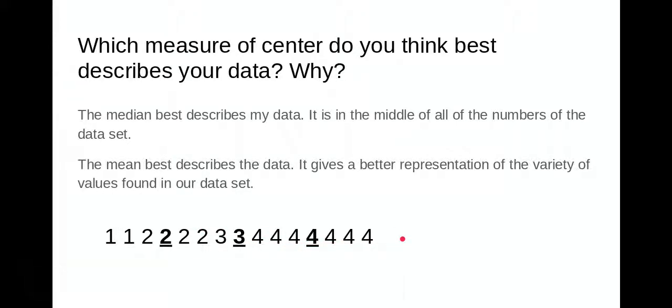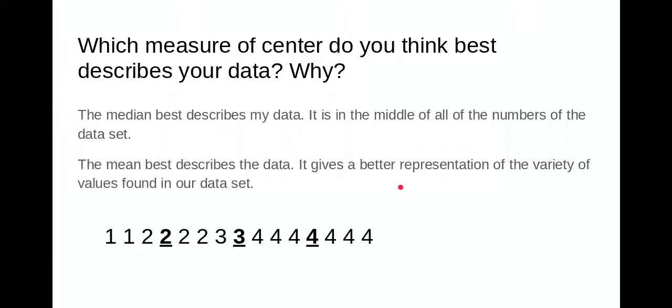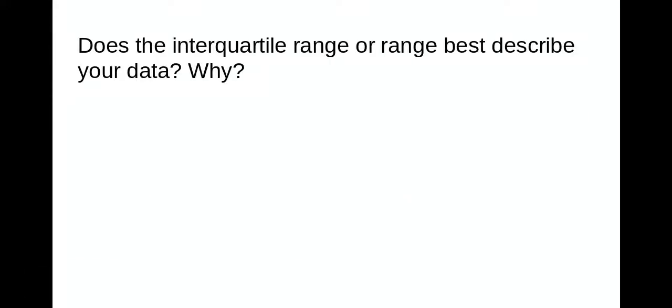So definitely don't choose mode, but either of these would be acceptable, and you don't need word for word what I have, just some sort of similar explanation. The next question was talking about the measures of variability. Is the IQR or the range a better way to describe your data?